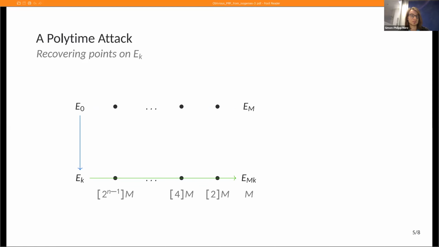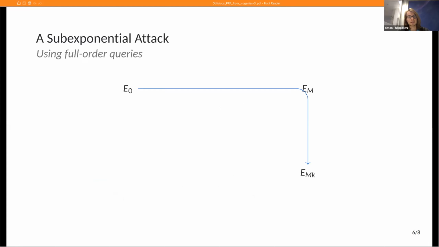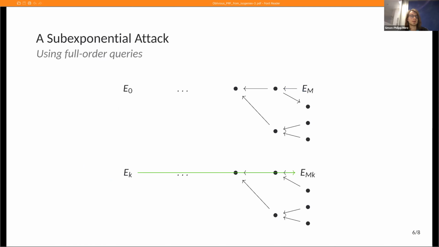However, the OPRF could defend against such an attack by requiring a proof that the points of the client's input are of full order. Then this is not possible. However, we also give a sub-exponential attack for this case. The idea is that instead of step-by-step walking backwards the isogeny from E_M to E_0 in our queries, we carefully craft queries of points of full order to build a binary tree where the leaves are the evaluations of the OPRF queries and E_K is at the root of the tree. Using multiple meet-in-the-middle steps, this allows to, again, recover the isogeny from E_K to E_MK.